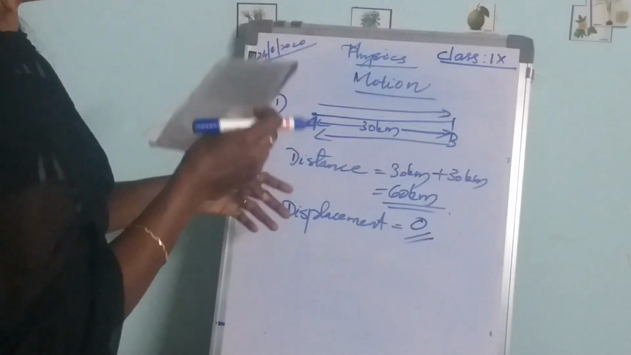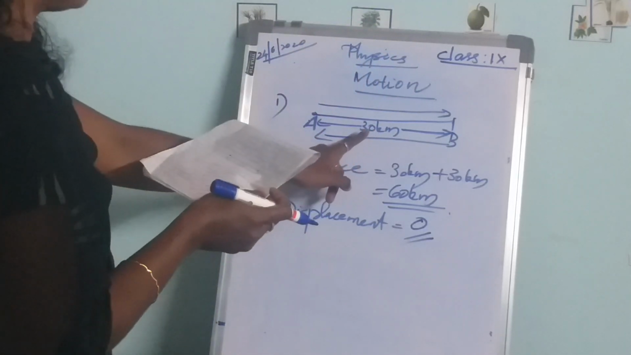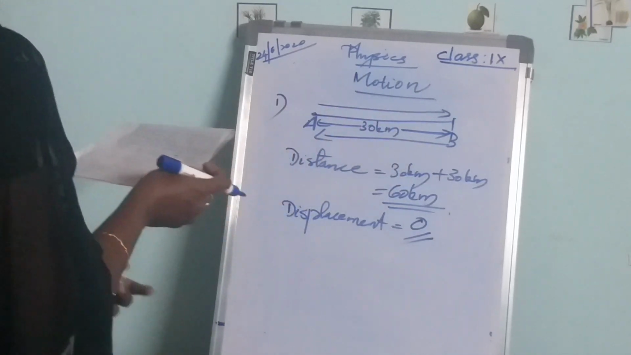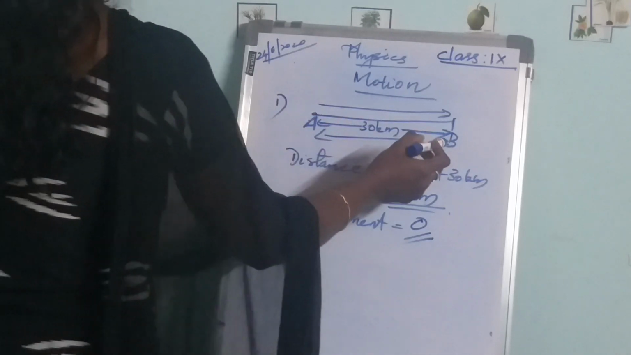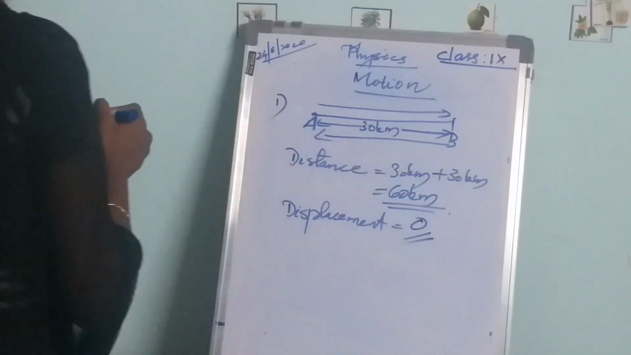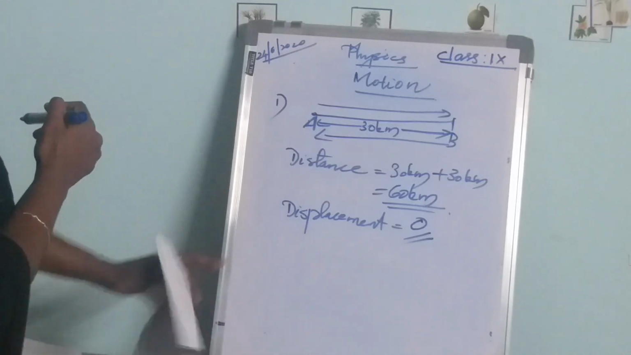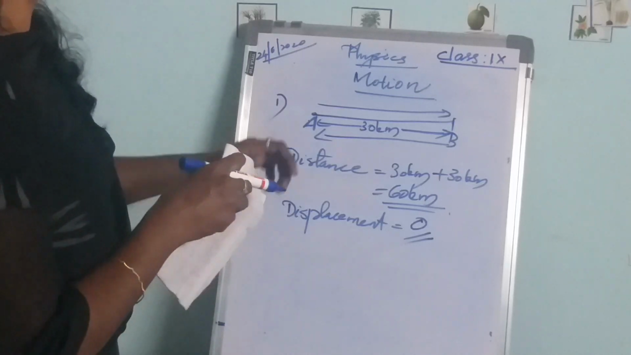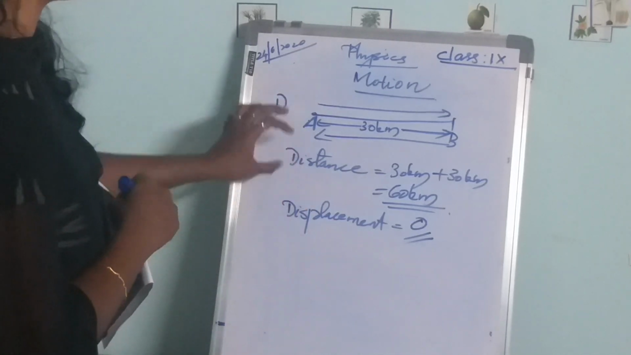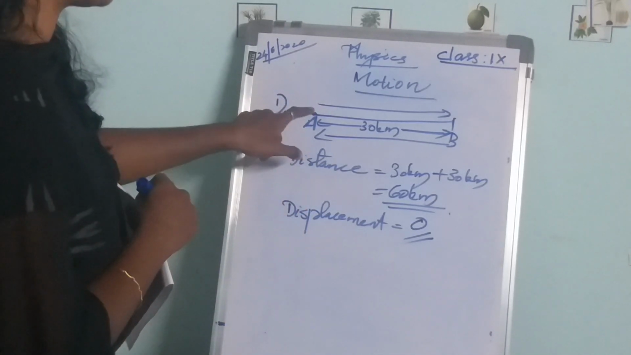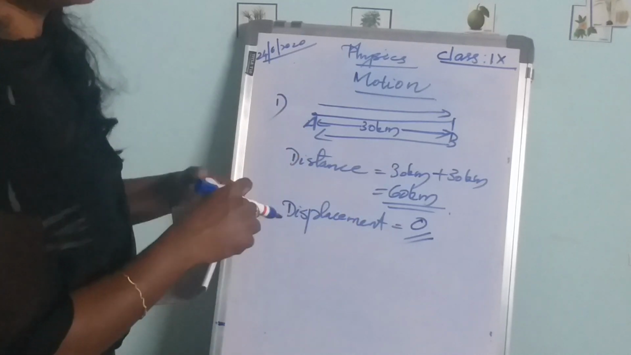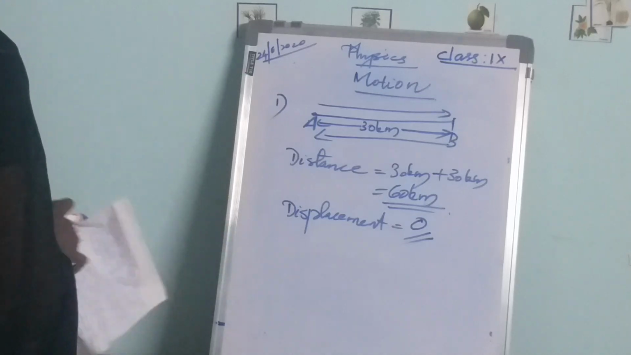Okay, I'll explain once more. An object moves from a point A to B and then comes back to A. Then what is the total path length? 30 kilometer plus 30 kilometer, that is 60 kilometer. Then what about the displacement? Actually, displacement is the shortest distance between the initial and final position of an object. Here the initial and final position coincide, so the displacement is equal to 0.